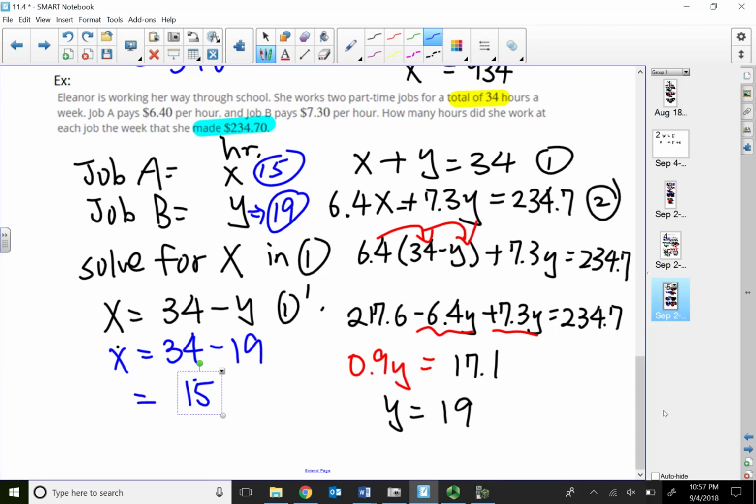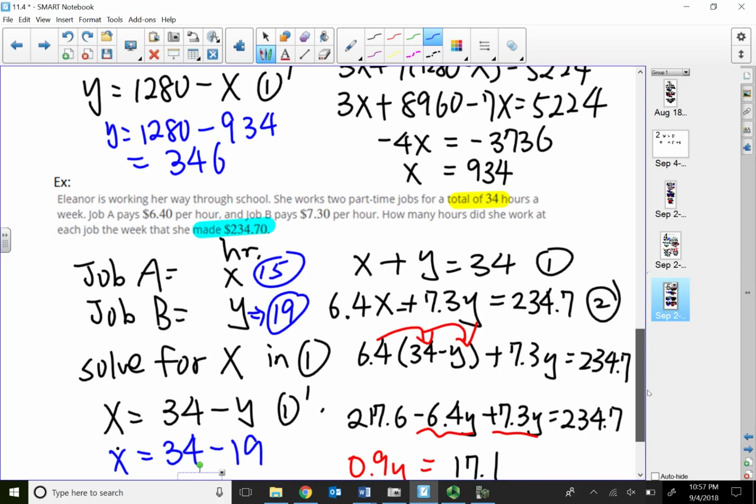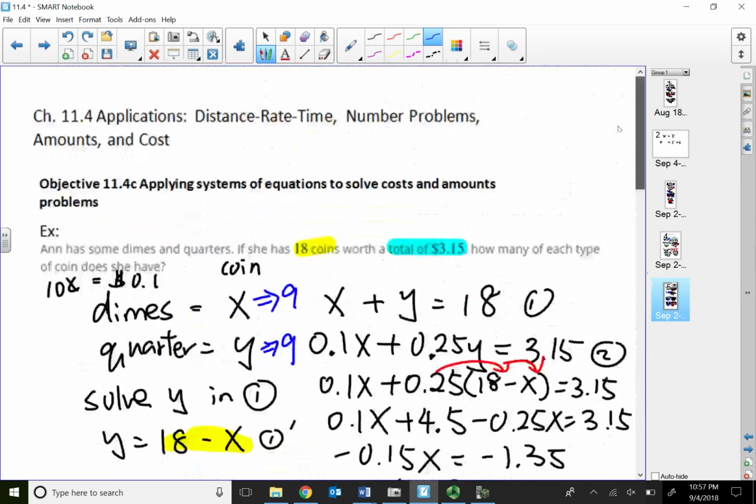So just a few quick examples of how we can use systems of linear equations to solve what are called the cost and amount problems.